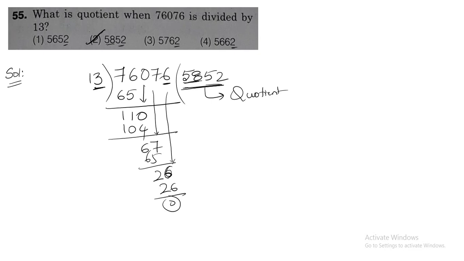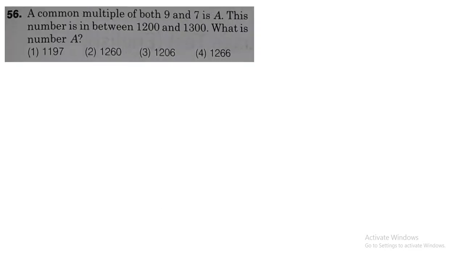Next, moving on to question number 56. A common multiple of both 9 and 7 is A. This number is in between 1200 and 1300. So what is the number A? Common multiple means you can simply remember it as LCM, right? So first of all, we need to find out the LCM of 9 and 7.